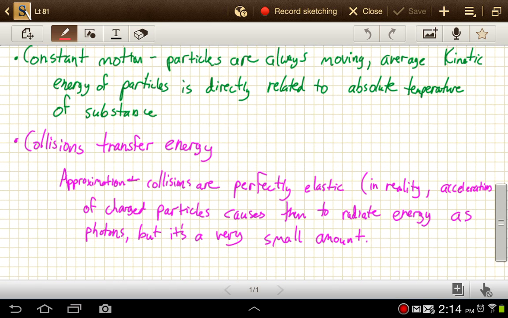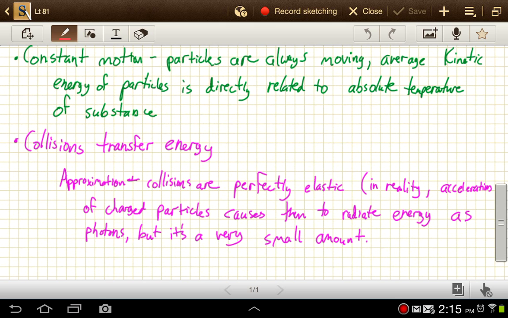And then the last idea here is that whenever we have a collision between two particles, we're going to have a transfer of energy. And specifically, we'll assume that these are perfectly elastic collisions. And so that transfer of energy we're talking about is a transfer only of kinetic energy. Now that's really more of an approximation than a rule here. We know that in reality we are going to have some kinetic energy that changes forms.